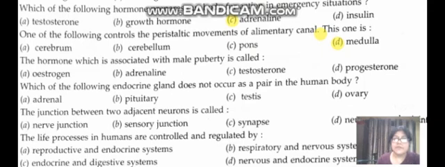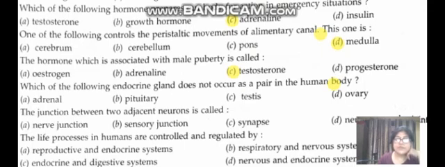Next question: the hormone which is associated with male puberty, that means the hormone released by males. Just learn it: it is testosterone. Male hormones are testosterone. Next question: which of the following endocrine glands does not occur as a pair in the human body? Its answer is the pituitary gland. It does not occur as a pair.